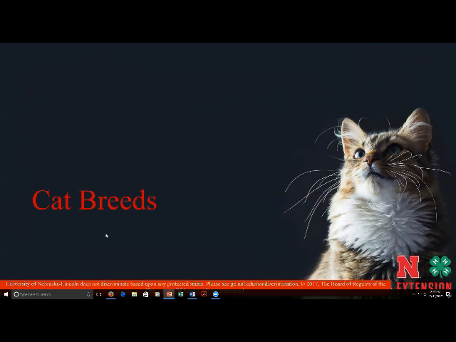Foreign. Foreign, they have the long tail, the long legs, the triangle head. Which one would have a short tail? Cobby. Yeah, cobby would. They have the round head, the short tail, the short legs. Good job. Harper, the last one. Which one has long legs? Foreign. Good job.